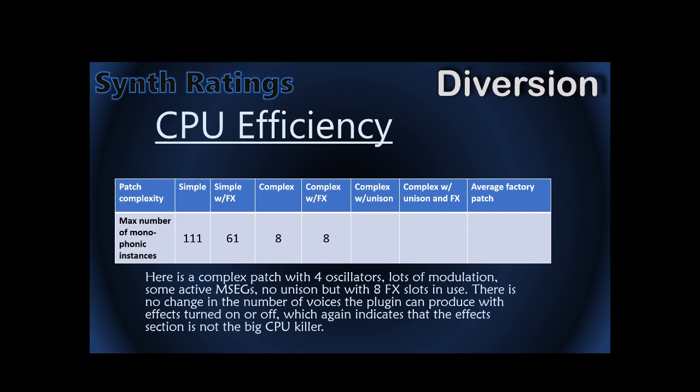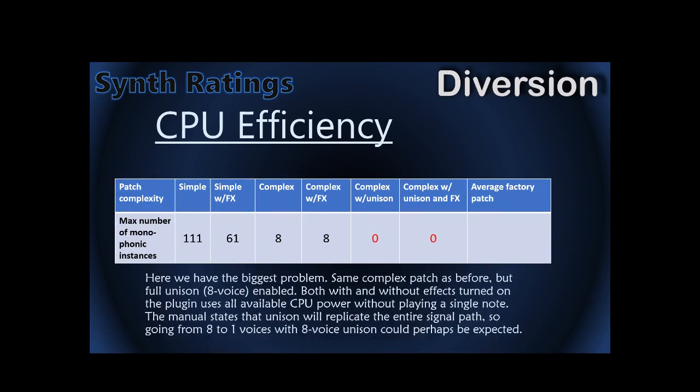The complex patch now has 8 effects piled onto it as well. It handles this pretty well, which again indicates that the effects section is not the big CPU killer here. There is something with the oscillators themselves. If we move on to adding unison to this patch, what do you think will happen?